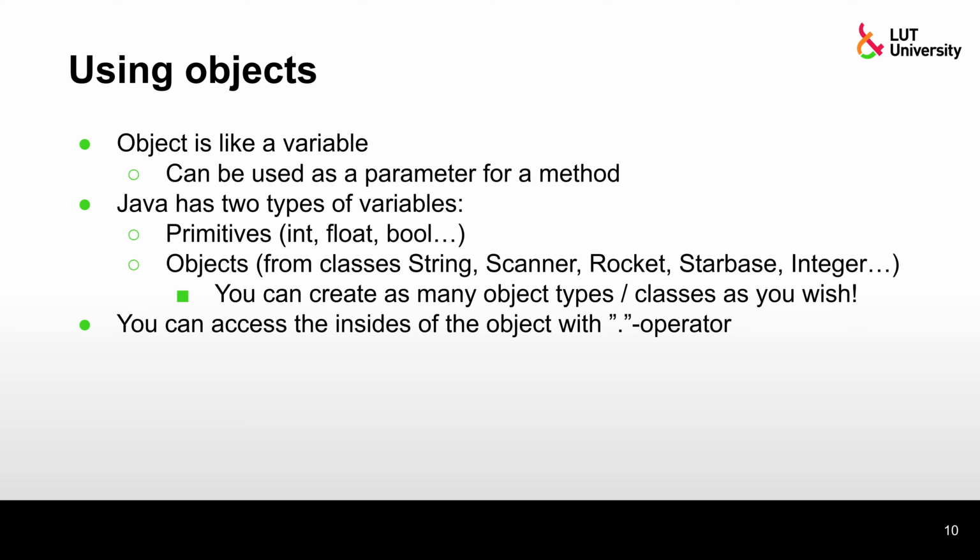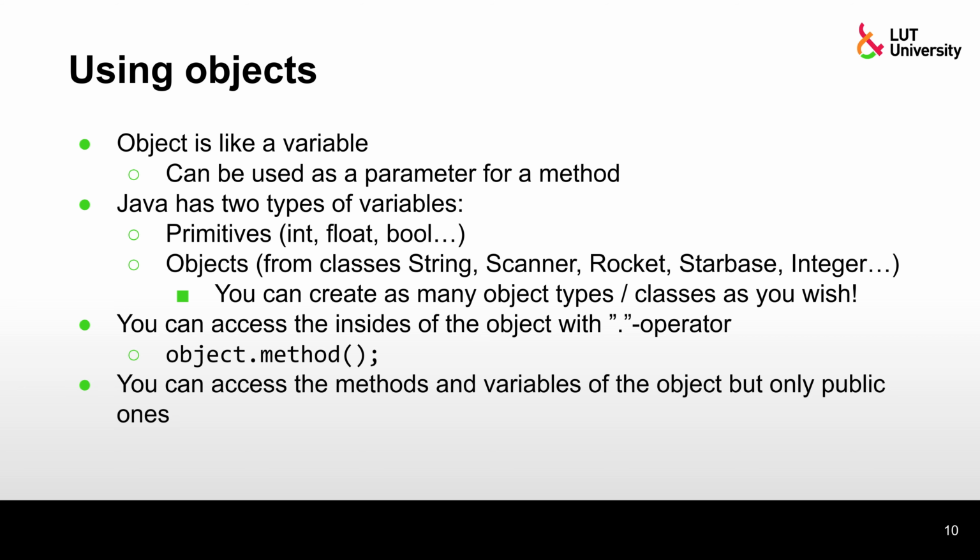And you can access the inside of the object with the dot operator, which we have been using several times. So you are calling object.method. And you can access the methods or variables if there are public variables, which usually you don't have. You might have just some constants there. That might be the case. But you can only access methods or variables that are public. So if there is a private keyword used before the variable, then you cannot access that variable.